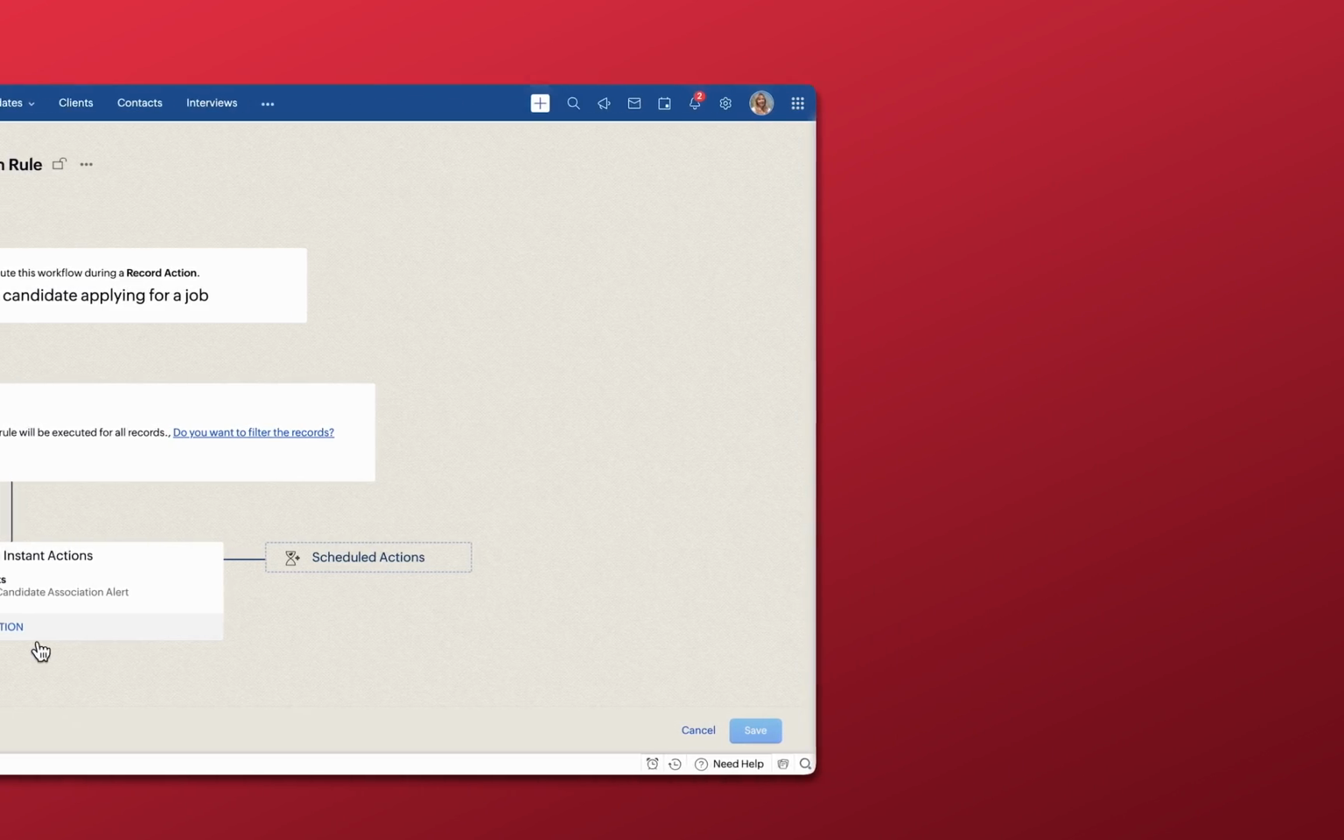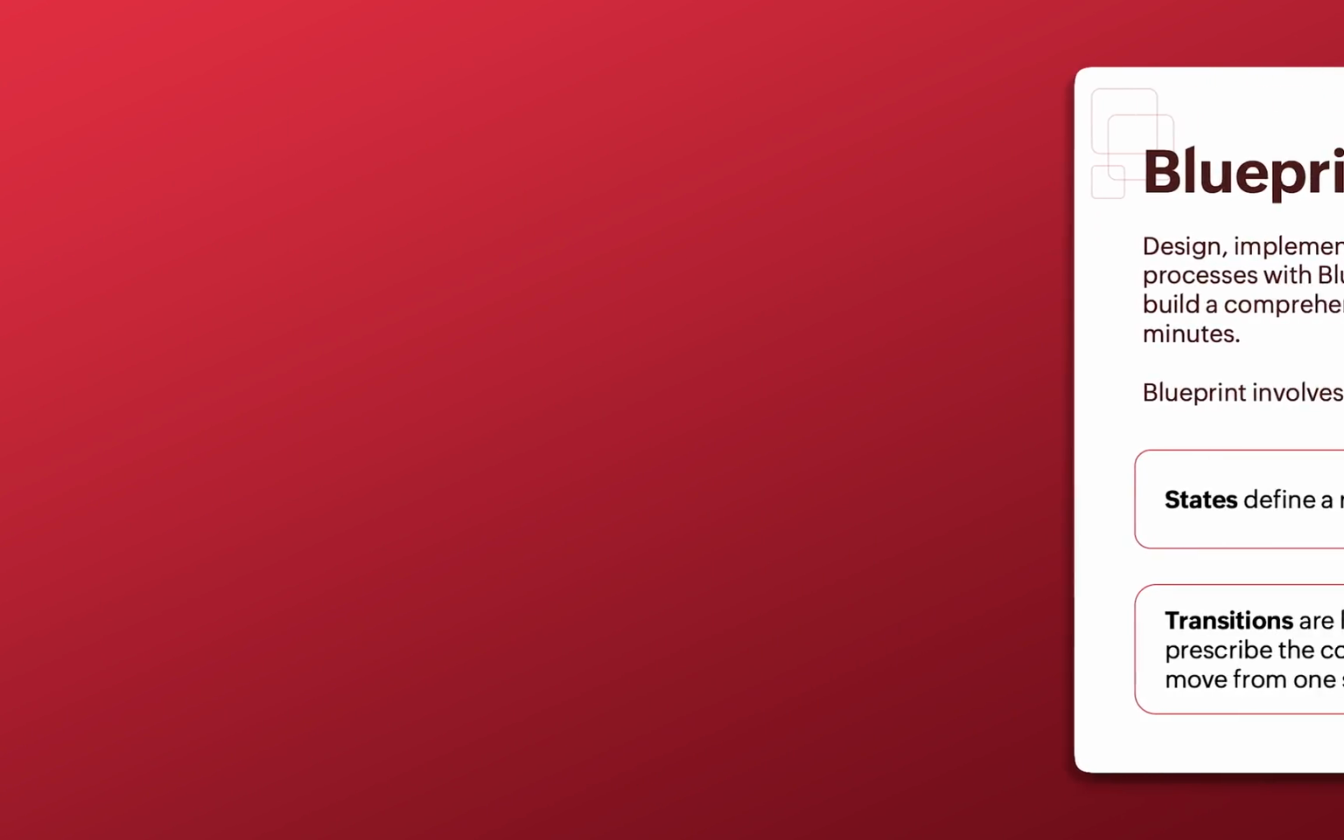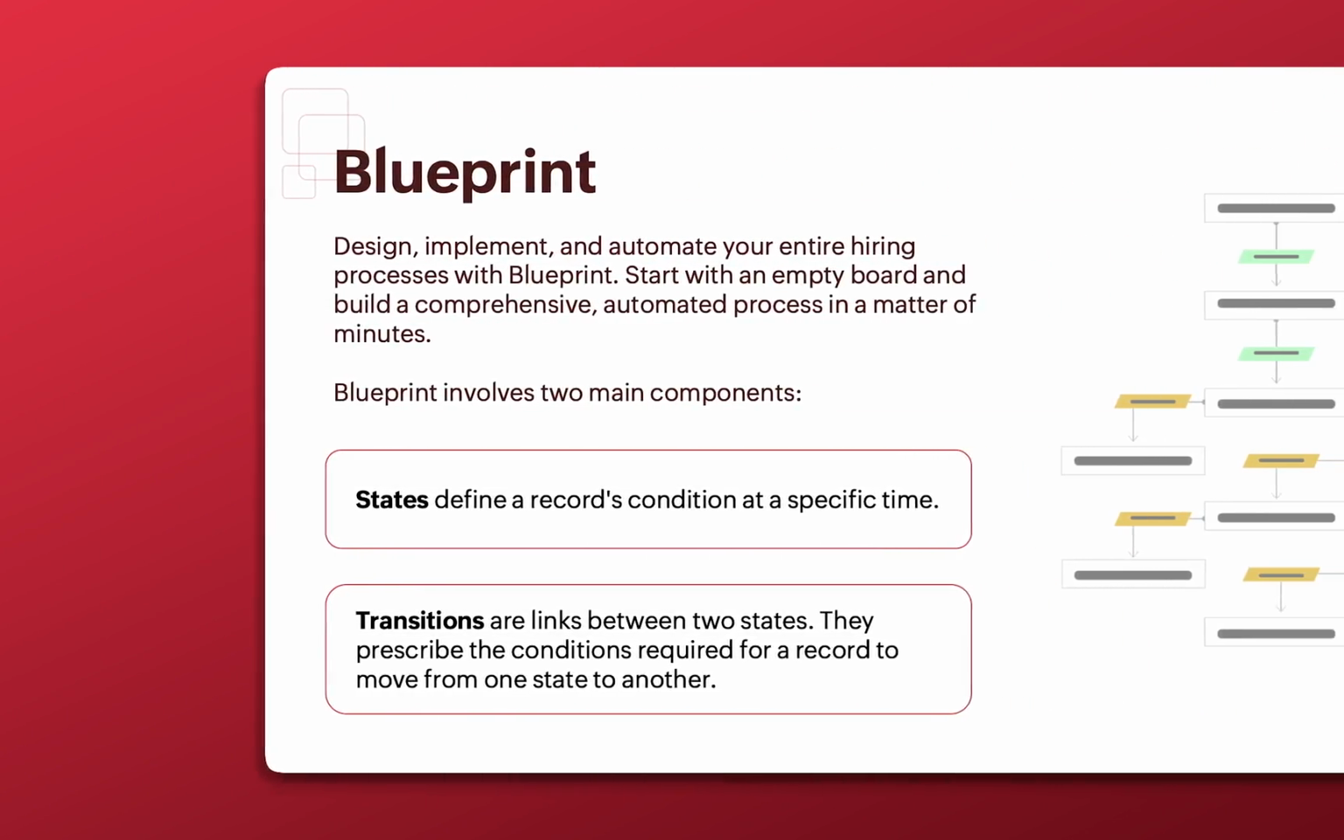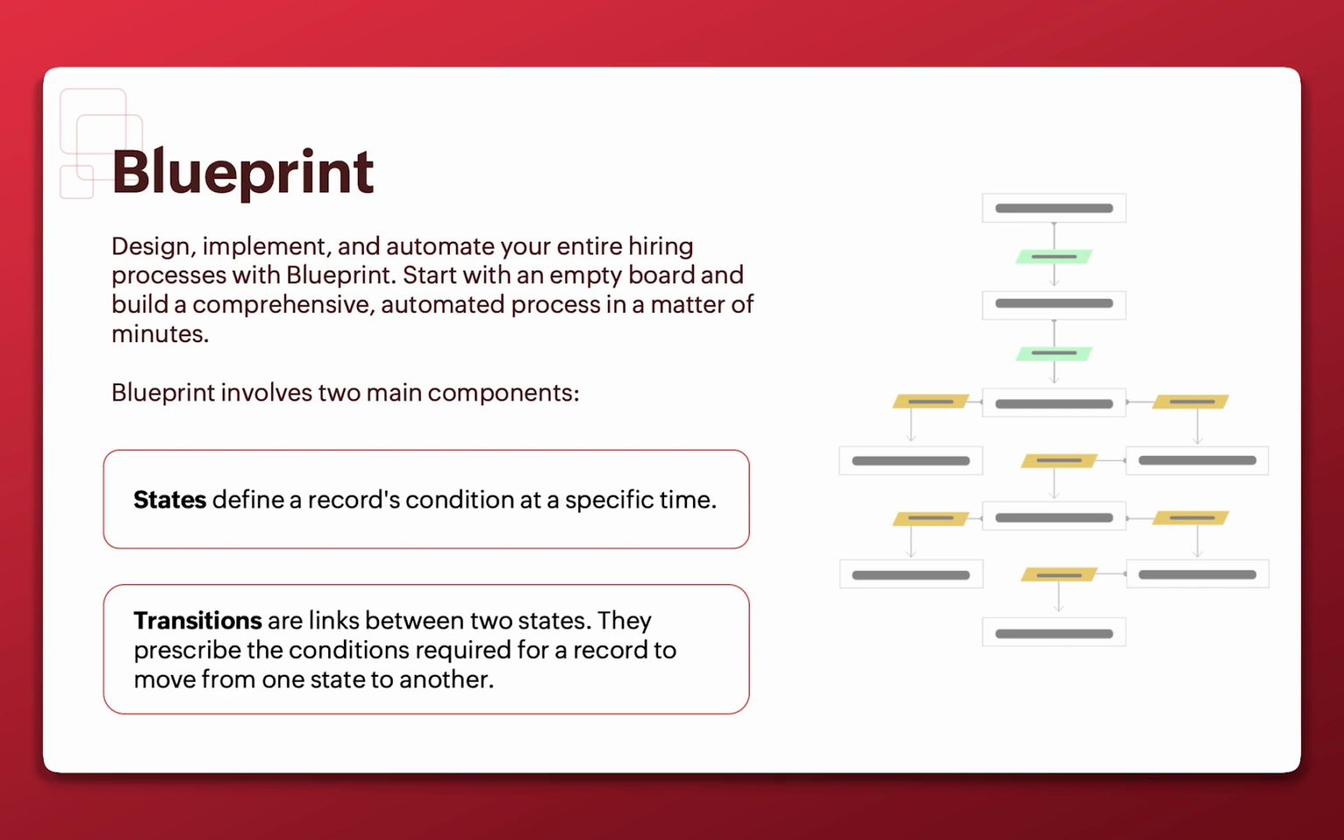Moving on, we've got blueprints. A blueprint in Zoho Recruit is designed to help you execute your recruitment process in a well-defined systematic manner. With blueprint, you can define every stage in a process and associate people with each stage. In simpler words, it's an online replica of your offline process. It also comes with states and transitions. It would be better if I could actually explain this to you inside the product.